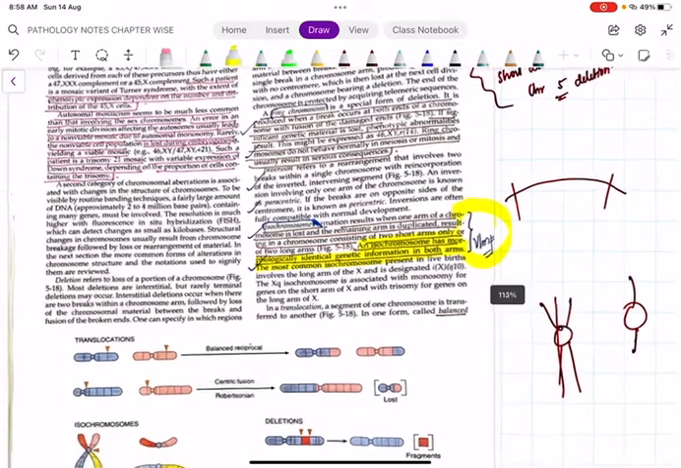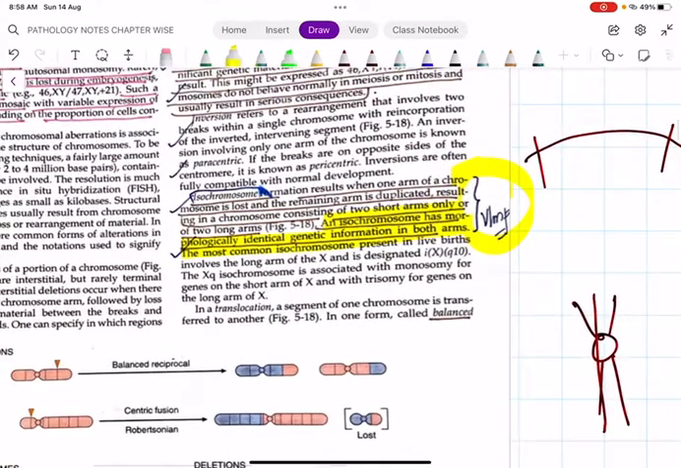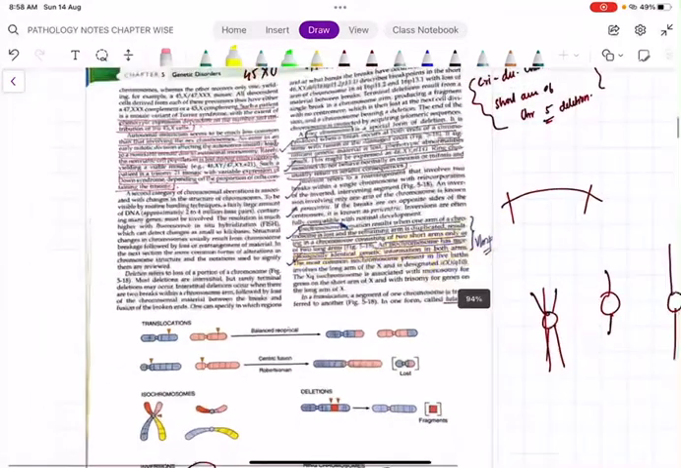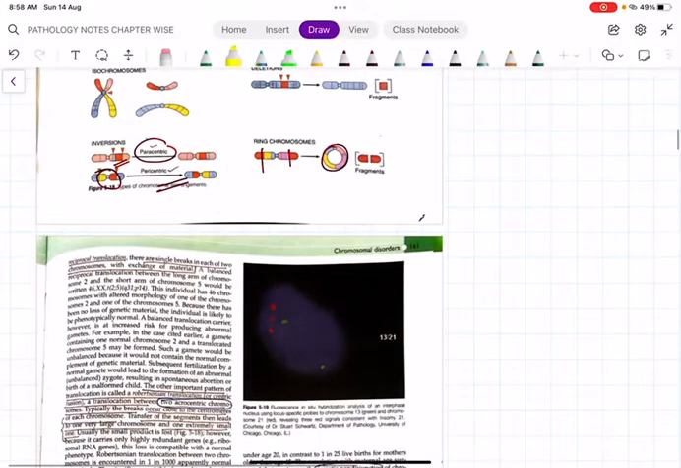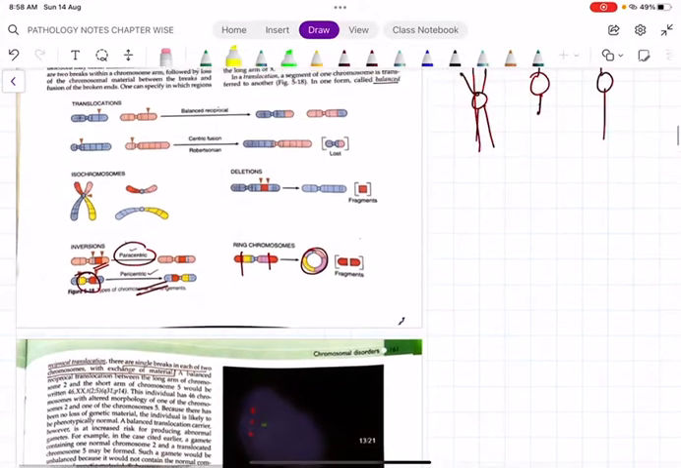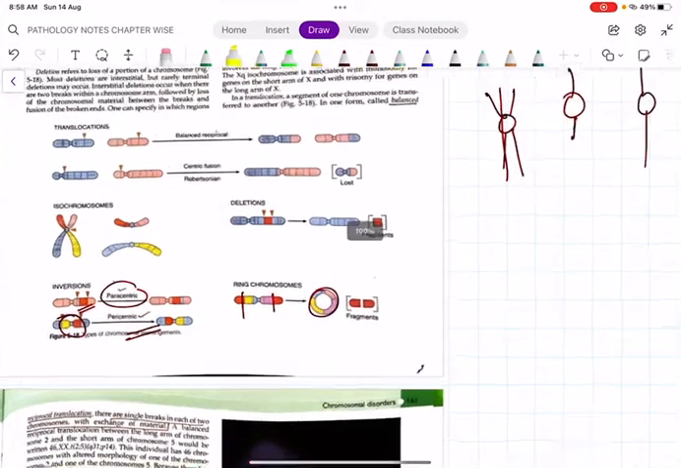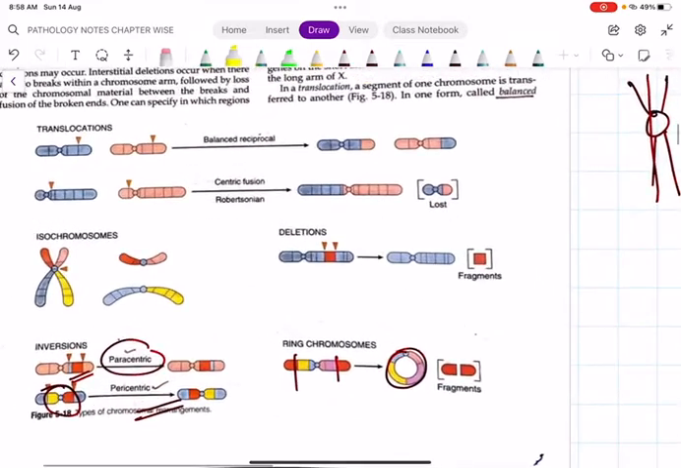So how will you identify an isochromosome? You will have the letter small i. Small i indicates that it is an isochromosome. Then we have translocation, which is of 2 types. One is called balanced translocation, and the other is called Robertsonian translocation. So what do you mean by balanced translocation?